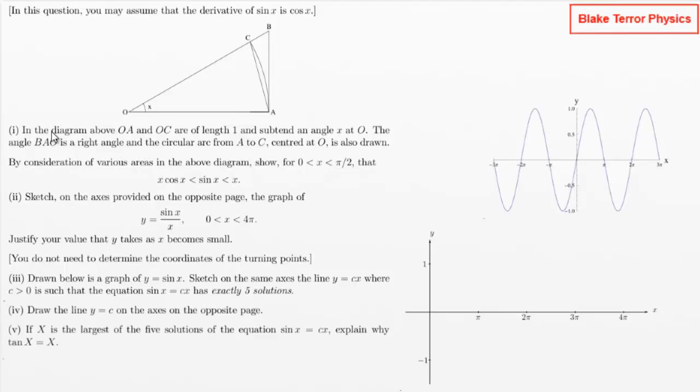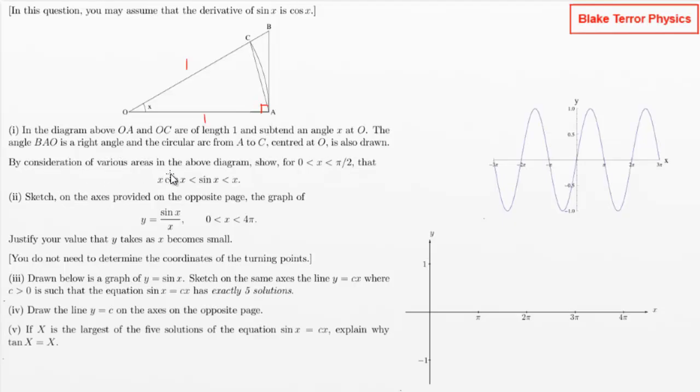First part of the question: in the diagram above, OA and OC are length 1. Okay, let's mark those on, OA, OC. Subtended angle x at O, they've already got that in the picture. The angle BAO is a right angle. A circular arc from A to C centered on O is also drawn.